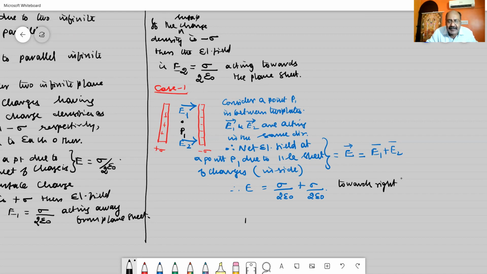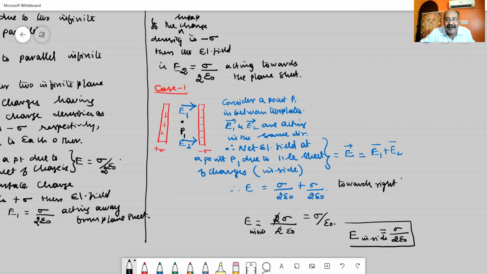On simplification, I can write the net electrical field E inside the two plane sheets of charges as 2 sigma divided by 2 epsilon 0. So the answer will be sigma by epsilon 0. So the electrical field E inside the plane sheets of charges is equal to sigma divided by epsilon 0, not 2 epsilon 0. It is sigma divided by epsilon 0.